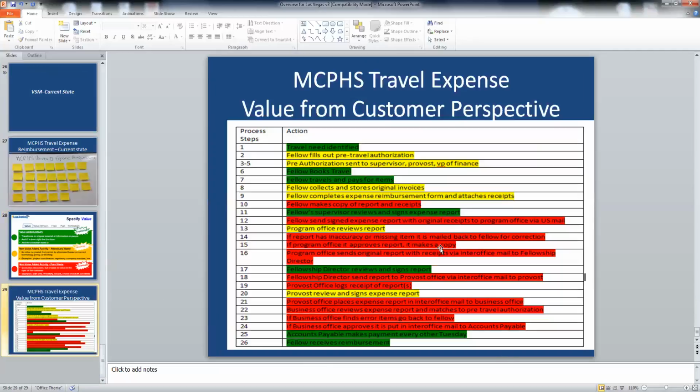Okay. So here I've listed out the green, the yellow, and the red, and you can see that there are very few green steps here. So of the 26 steps that I've identified, there's only 6 or 7 that are actually value add from the customer's perspective. So then we have to work out a plan as to how we're going to actually eliminate that waste.